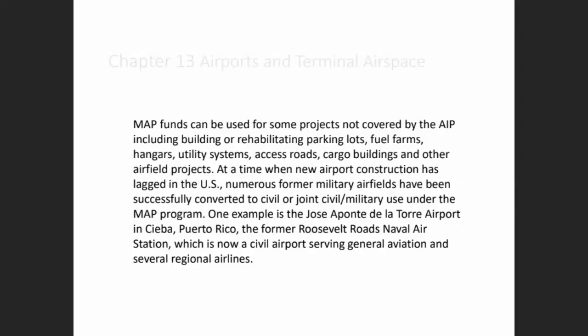One example is Jose Aponte de la Torre Airport in Ceiba, Puerto Rico, formerly Roosevelt Roads Naval Air Station, which is now a civilian airport serving general aviation and several regional aircraft. And also not mentioned here, Scott Air Force Base outside of St. Louis, Missouri, has also been converted to a civilian airport. If you look at it, half of it is civilian and the other half is military.